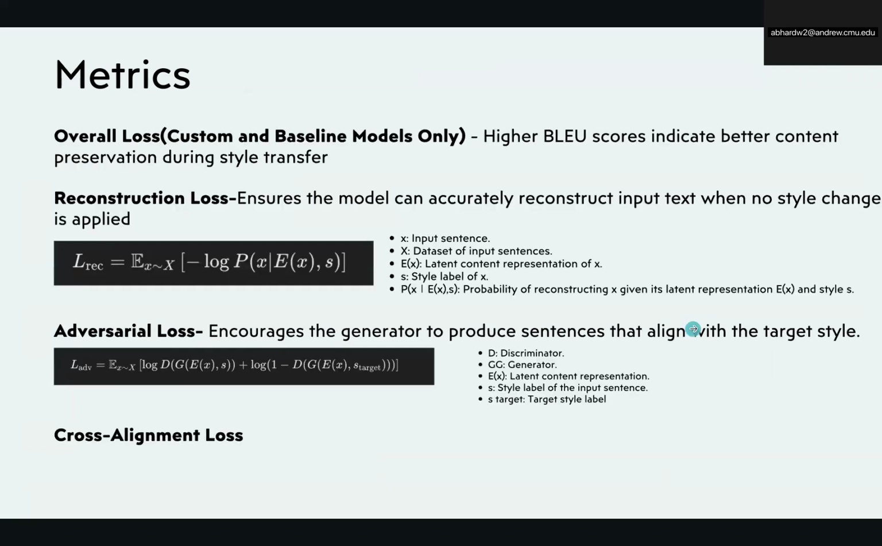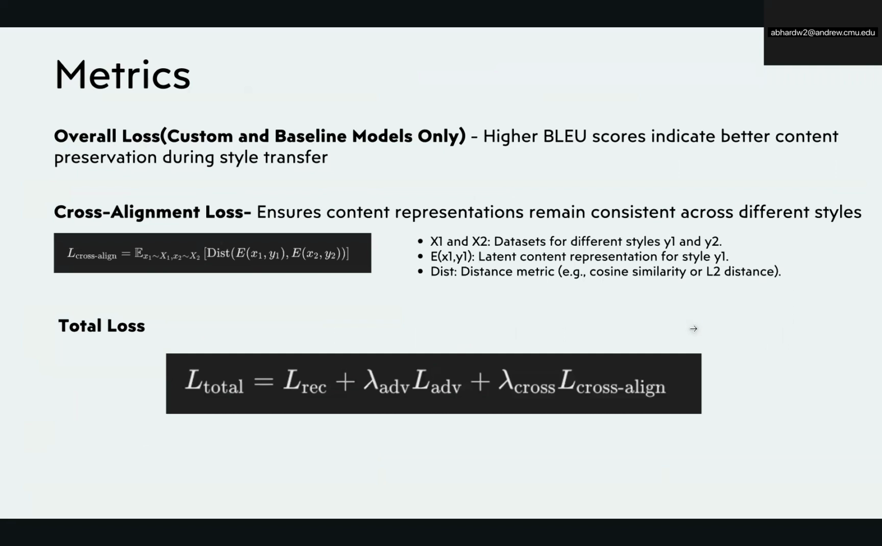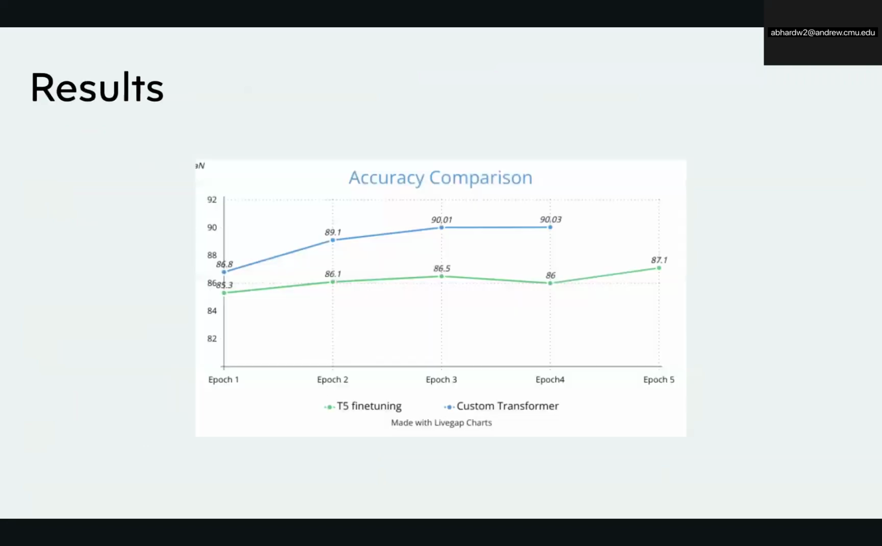In order to improve our model, we use these losses. The very first one is the reconstruction loss, which ensures the model can accurately reconstruct input text when no style change is applied. Adversarial loss encourages the generator to produce sentences that align with the target style. The cross-alignment loss ensures content representation remains consistent across different styles. We added all three losses and created a total loss.